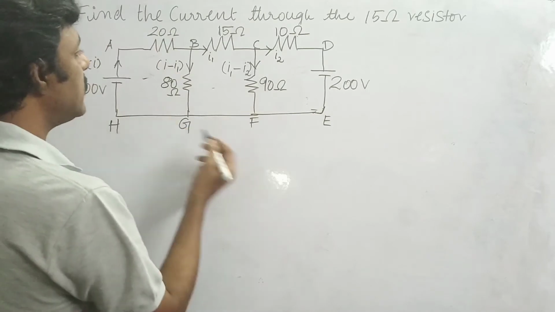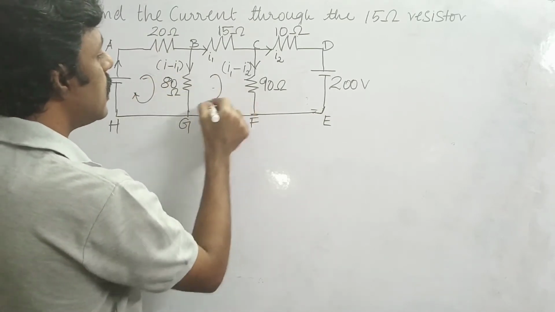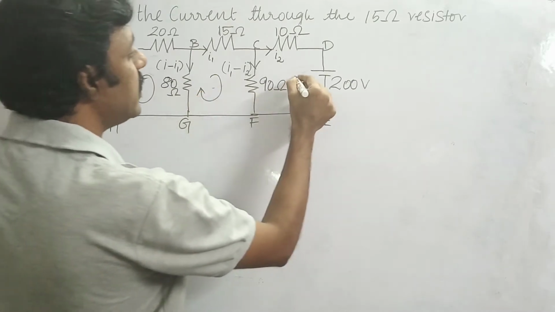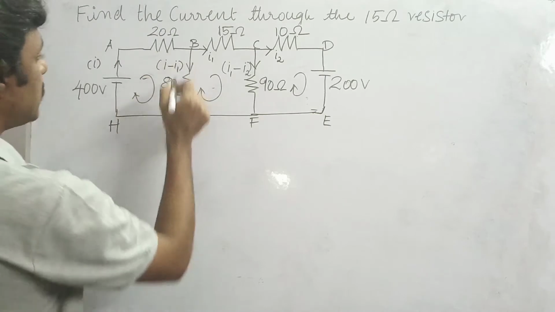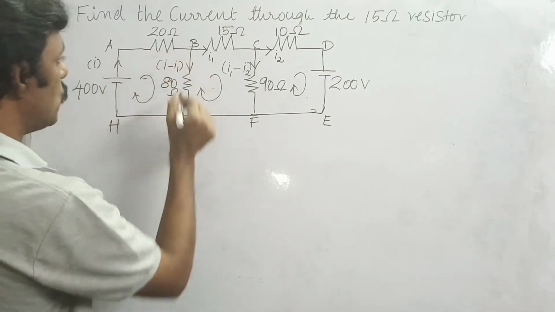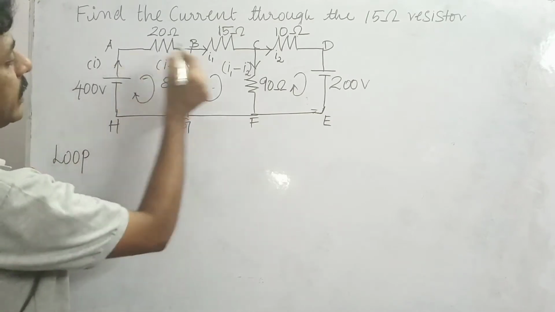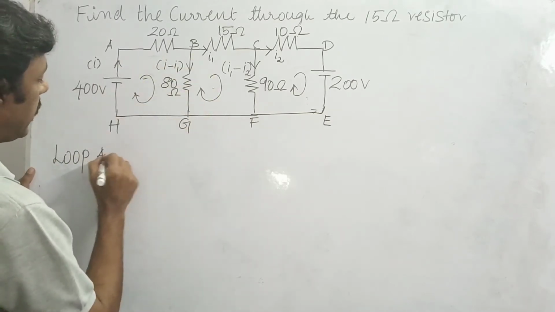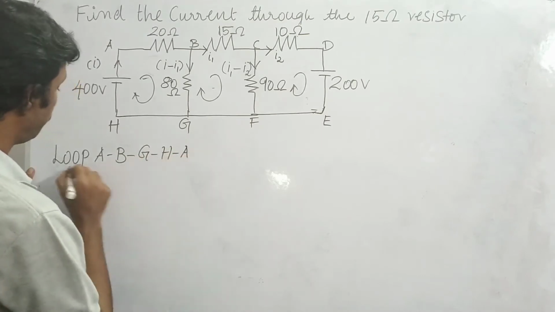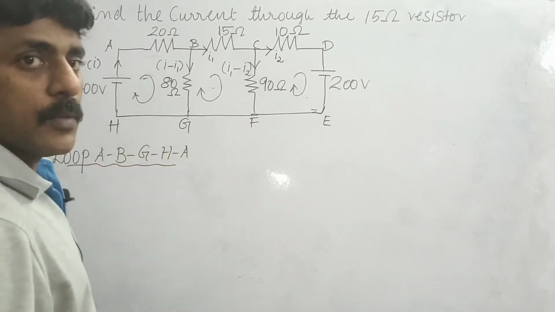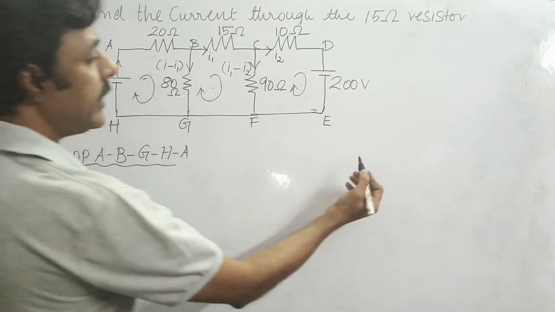Now what we are supposed to do is take all the current directions, and my direction of travel will always be clockwise. The first thing is I am going to consider this loop, loop ABGHA. Now I apply KVL.